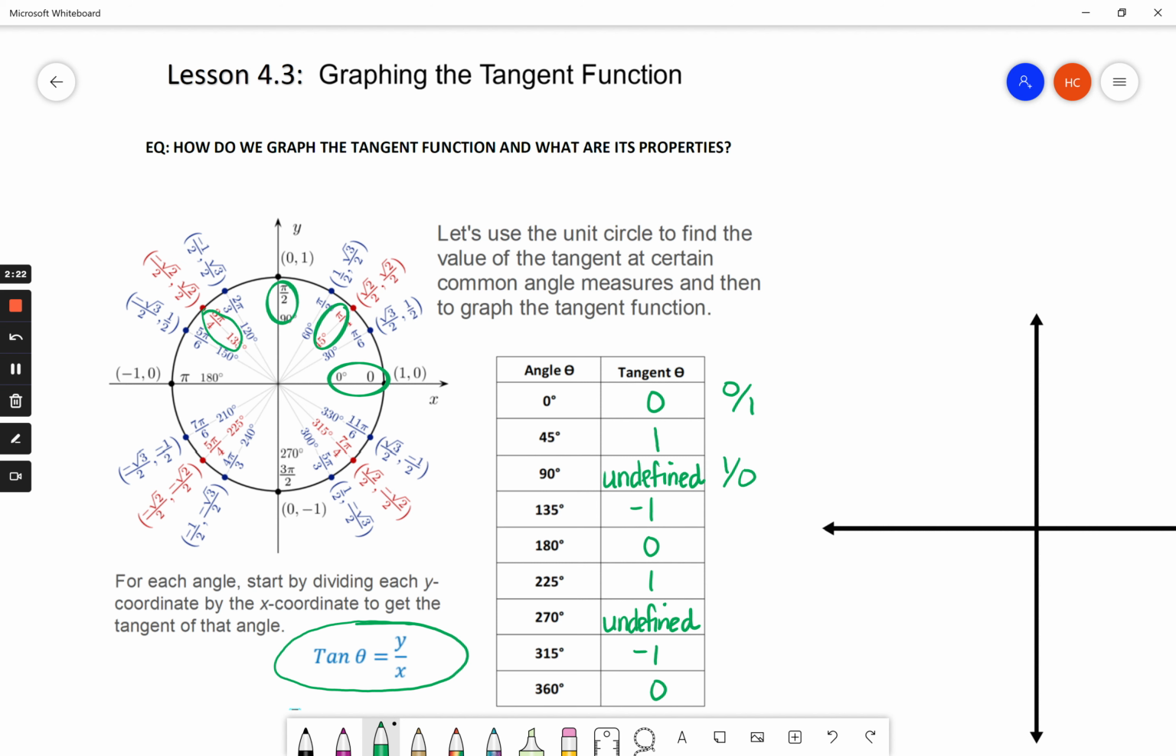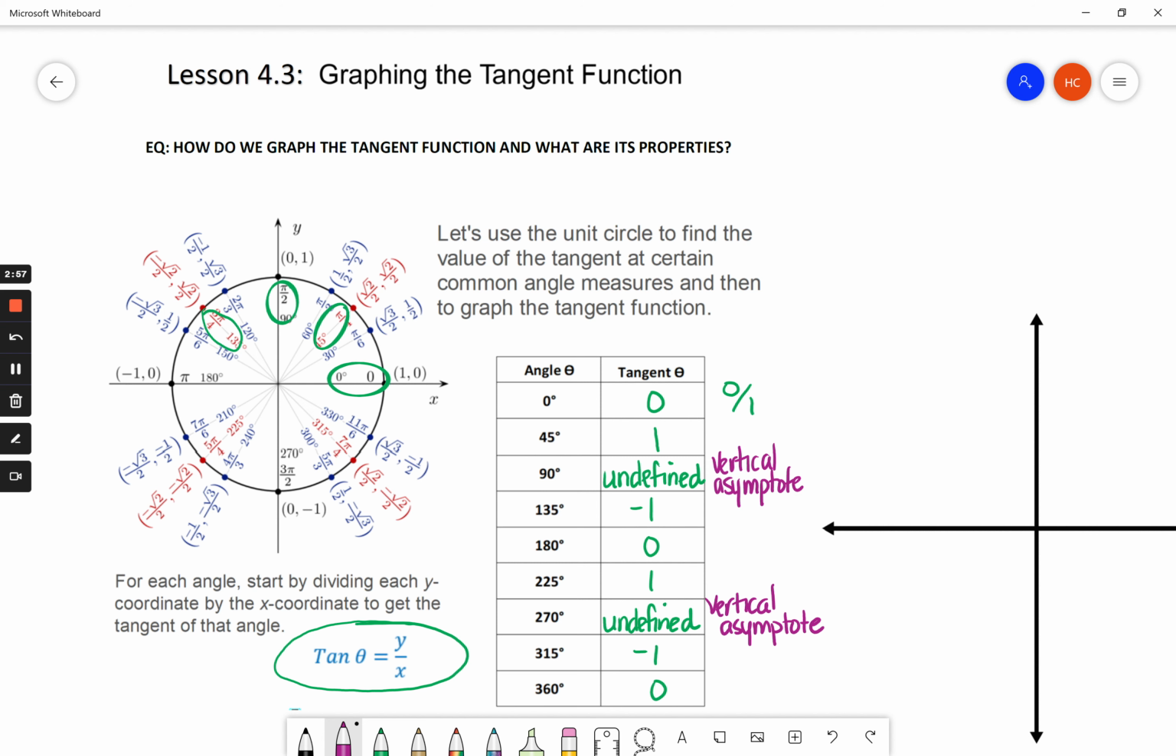Now, at these undefined values, we have an important property of the tangent function. At these undefined values, we are going to have what are called vertical asymptotes. So you'll have a vertical asymptote here, and you'll have another vertical asymptote here. And these are key in helping us graph our tangent function.